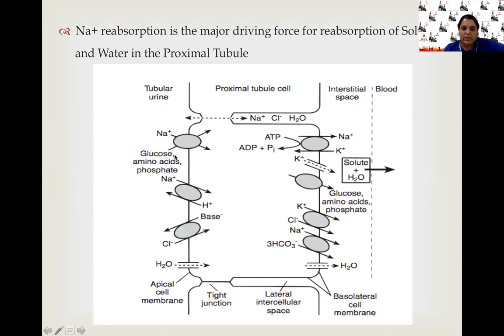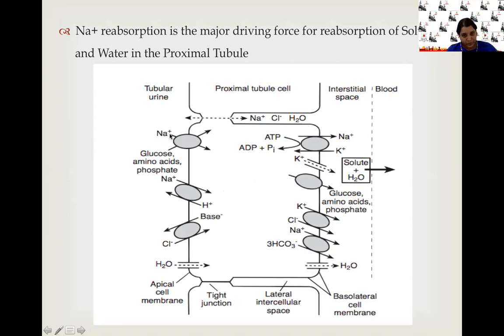The glucose, amino acid, and phosphate which enter the cell leave independent of sodium. So all that is excreted into the interstitial space again enters the blood. Water enters separately through aquaporin channels, and again this is also absorbed into the blood. The entry of sodium into the cell is dependent on one, the electrical, and the other, the chemical gradient. The electrical gradient being the negative charge and the chemical gradient being the low concentration of sodium inside the cell as compared to the amount present in the tubular urine.